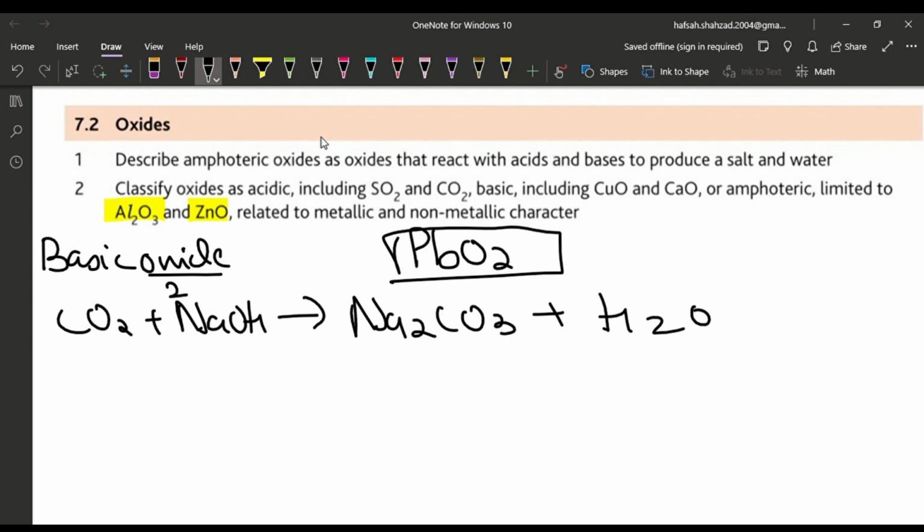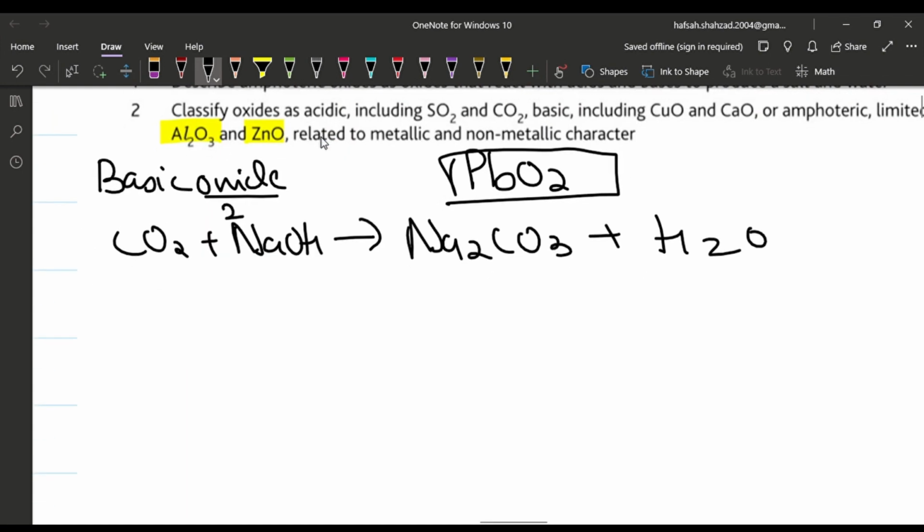Furthermore, okay, we've covered basic, we've covered acidic, we've covered amphoteric. Now we have neutral oxides. Neutral oxides are the opposites of amphoteric. They do not react with acid or base. They have mentioned neutral oxides over here, but I'm going to tell you anyways what neutral oxides are, because obviously you don't know what information is going to be used in what section of the syllabus.